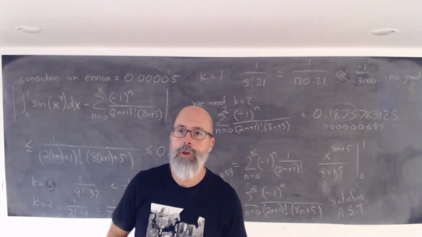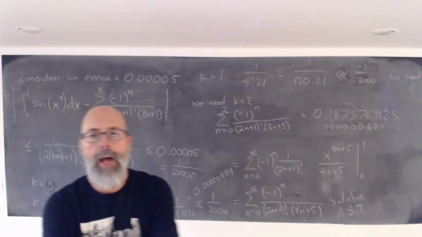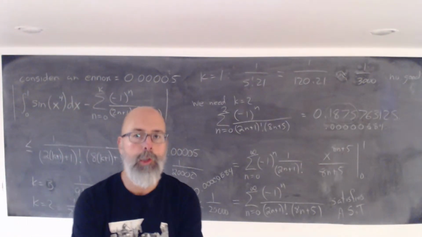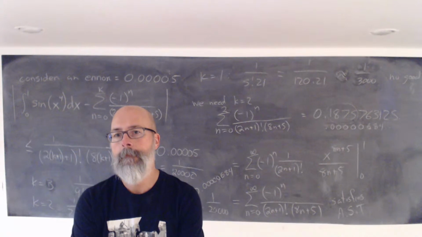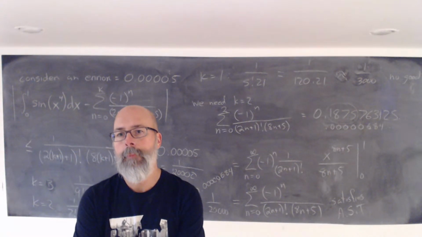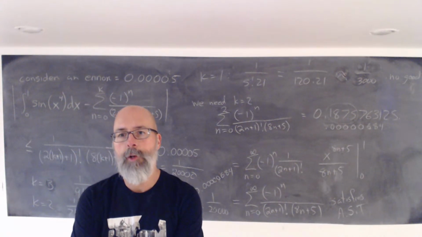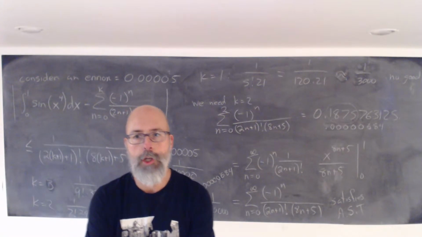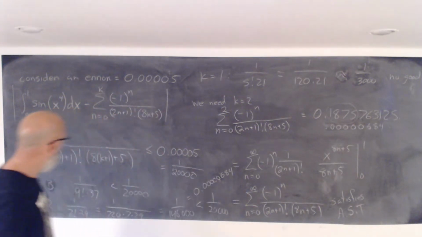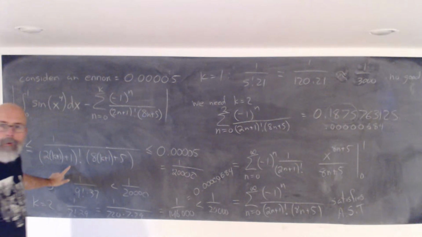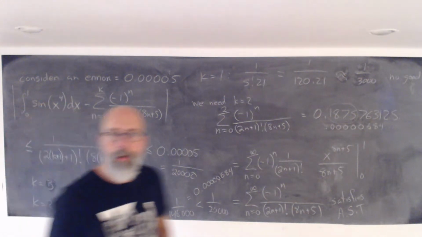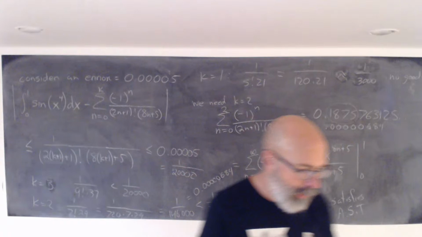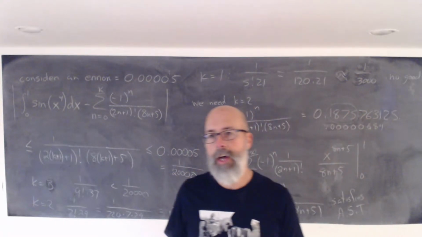Brad is asking if we can use a calculator for the last step in an exam. Absolutely, you need that. Does the term with k plus 1 give an actual error or just a bound on the error? It's just a bound on the error. If you look at the proof following the alternating series test, it was just a bound.